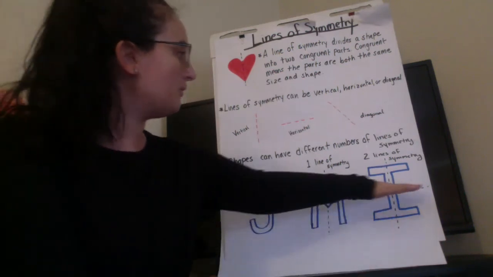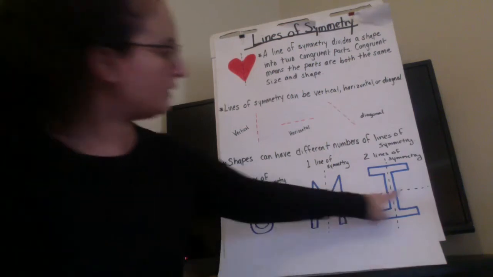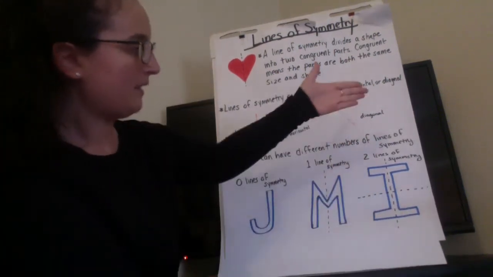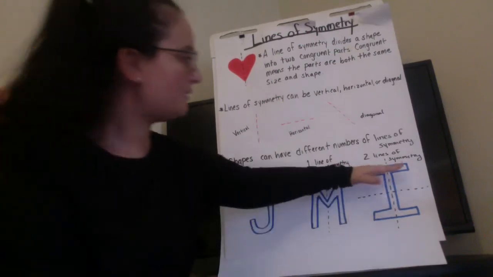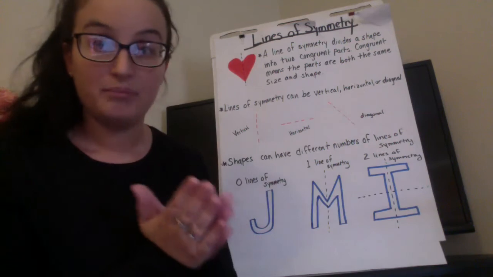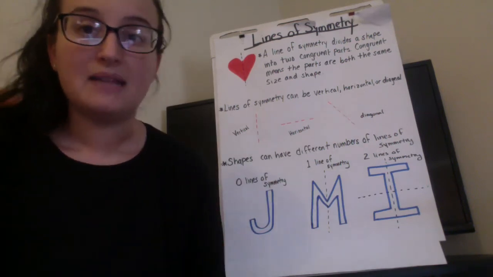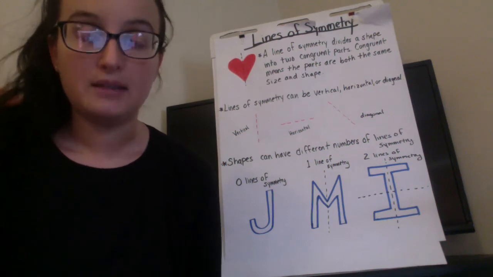But what if I do the vertical line, or sorry, the horizontal line? That works too. If I fold it over this dotted line, if I folded it in half, this would perfectly match up and line up with this part. So they would be a perfect match. So lines of symmetry basically just means exactly the same on both sides.